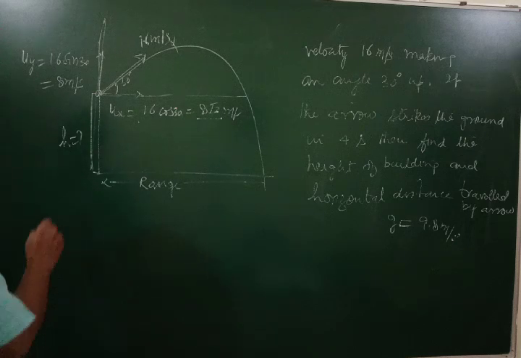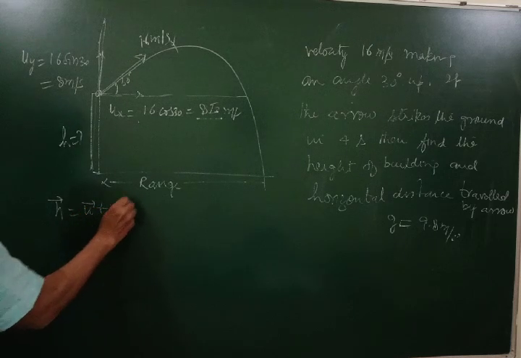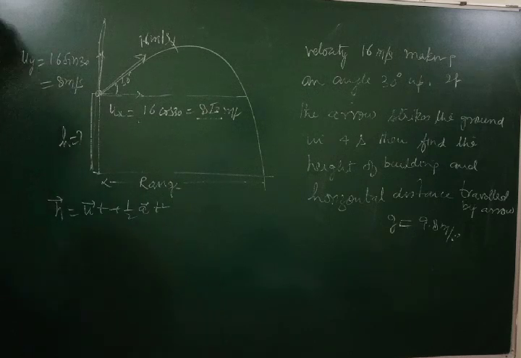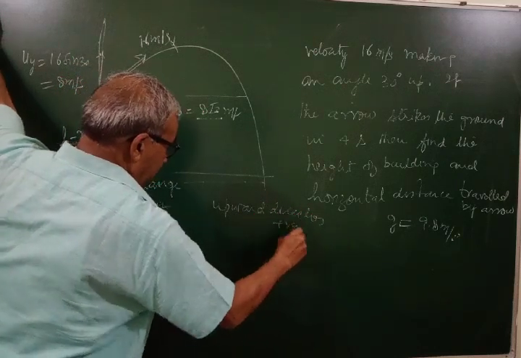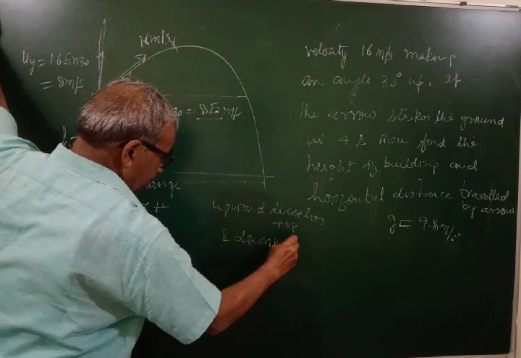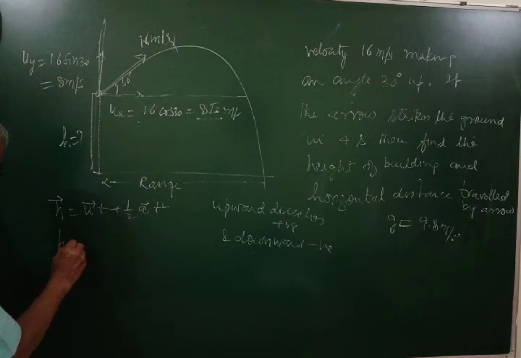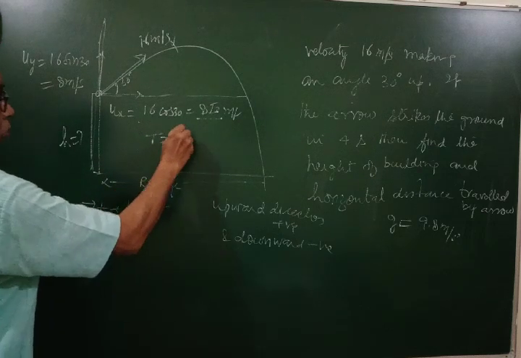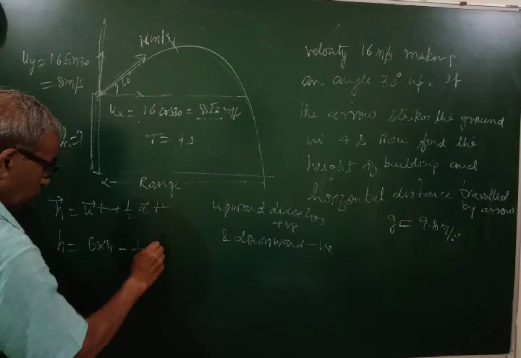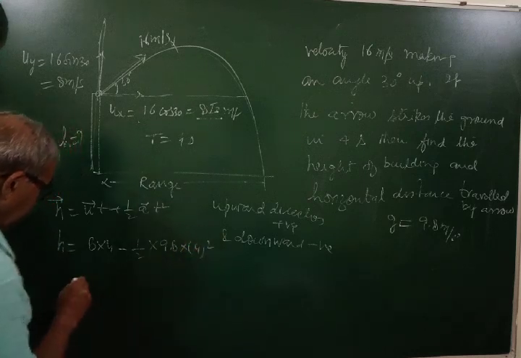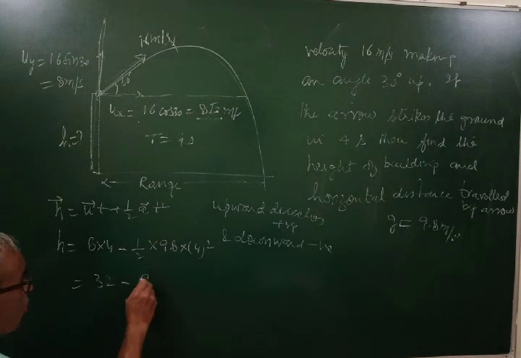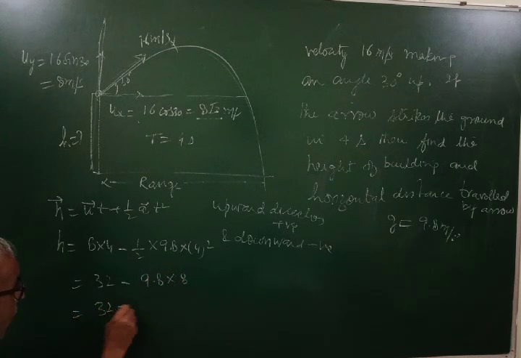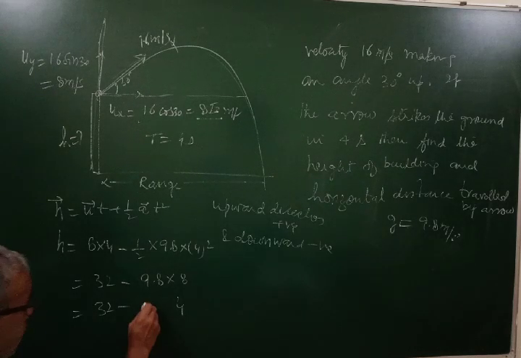So for vertical displacement, applying vector form, h equal to ut plus half at square. Taking upward direction positive and downward negative, we get h equal to 8 into 4, the time of flight t equal to 4 seconds here in total. Why is there a minus? Because it is downward, 4 square is 16, and half of 9.8 into 16 is 78.4. So 32 minus 78.4.